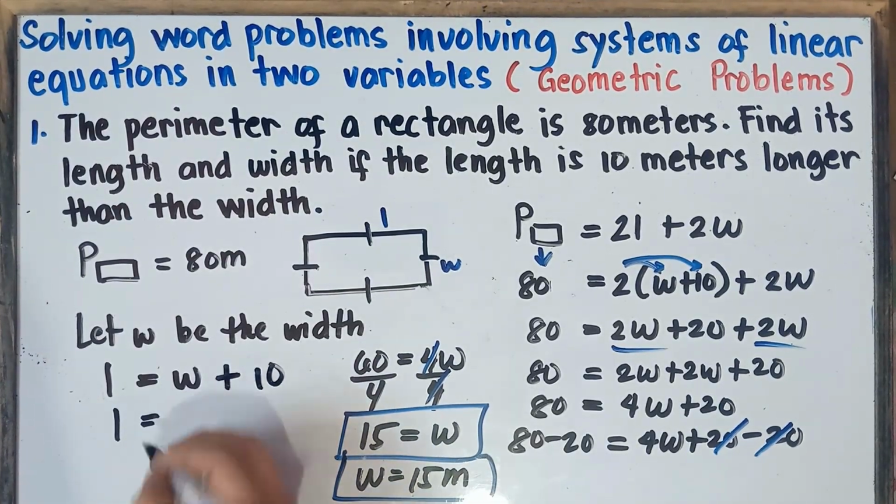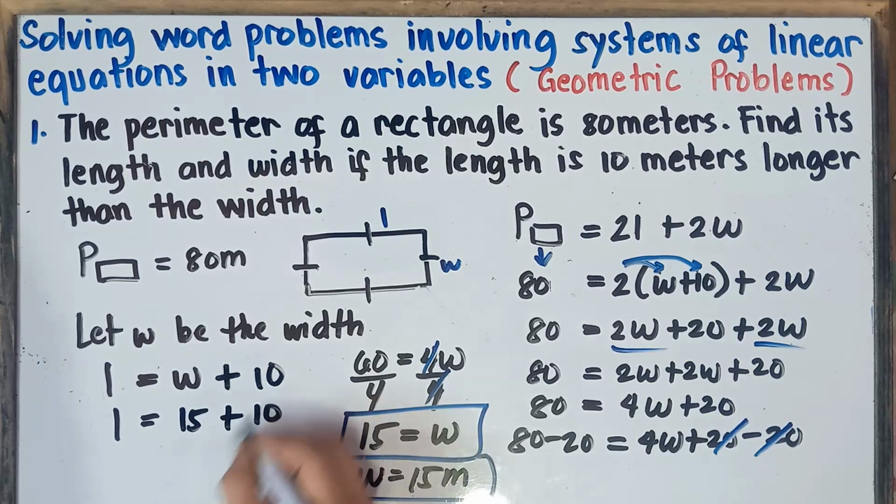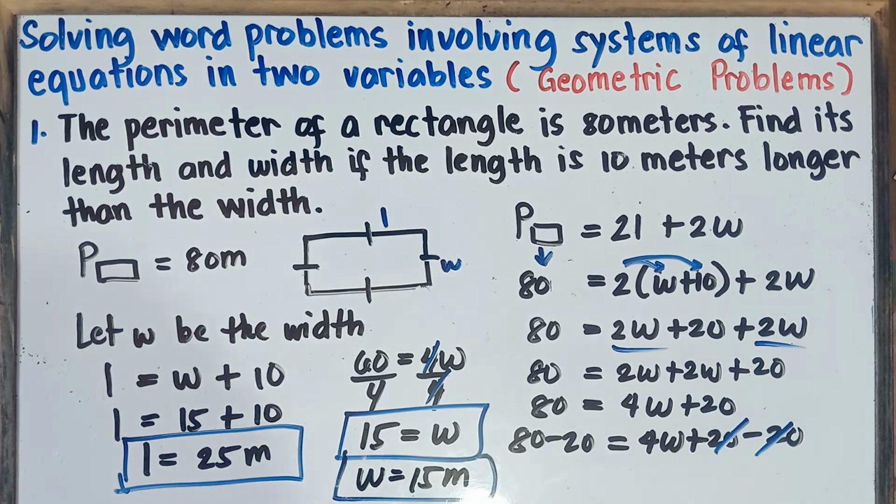Now the length. Simply substitute the value of W, which is 15 meters. So 15 meters plus 10, or 15 plus 10. Therefore, the length is equal to 25. Do not forget the units. That will be 25 meters. That's it, class. All set. That's the answer, class, with regards to example number 1.